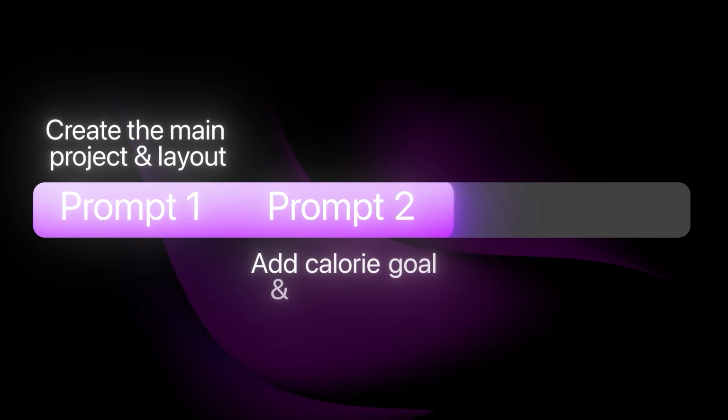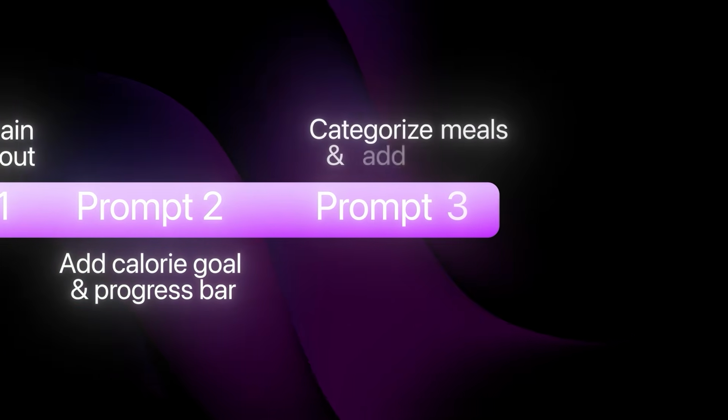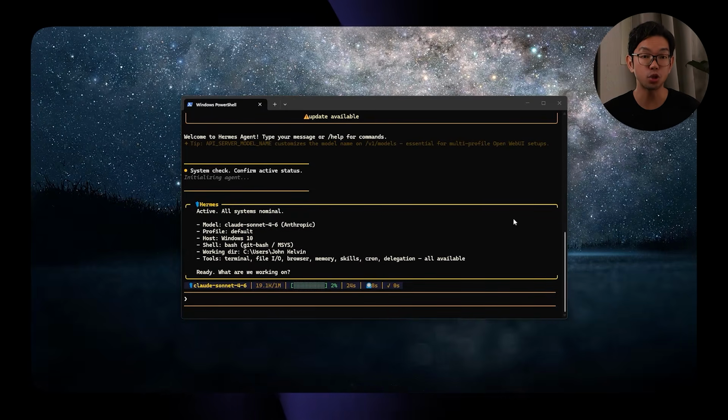The second will add the daily calorie goal and progress bar. And then the third will organize the entries into meal categories with a summary at the bottom. So now let's begin by creating the basic structure of the app.